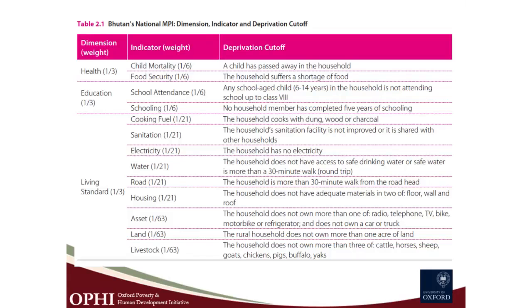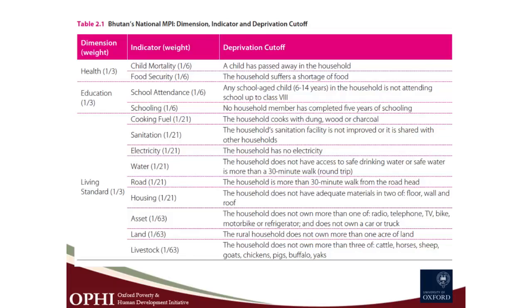Land was considered important because the King of Bhutan had declared a policy of giving land to households that were below the poverty line and were landless. Also, as Sabina mentioned in her previous presentation, during the participatory discussions it came out that land was considered an important indicator of well-being for households. So deprivation in land would be an important indicator of poverty, and land was included in the measure. And livestock was included because, again, through participatory discussions, it emerged as an important indicator of poverty.